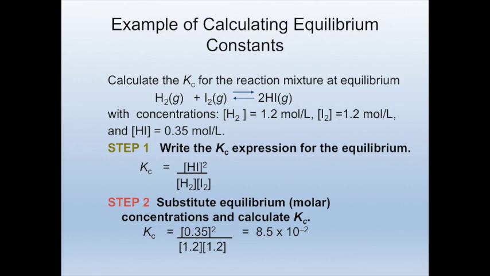So the equilibrium expression is obtained by putting the products in the numerator and the reactants in the denominator, applying the correct coefficient powers, and then substituting in the molar concentrations. So the concentration of hydrogen iodide is 0.35 moles per liter, and that is squared. And you divide that by 1.2 moles per liter times 1.2 moles per liter for the hydrogen and the iodine. And we obtain that the equilibrium constant is equal to 8.5 times 10 to the minus 2.